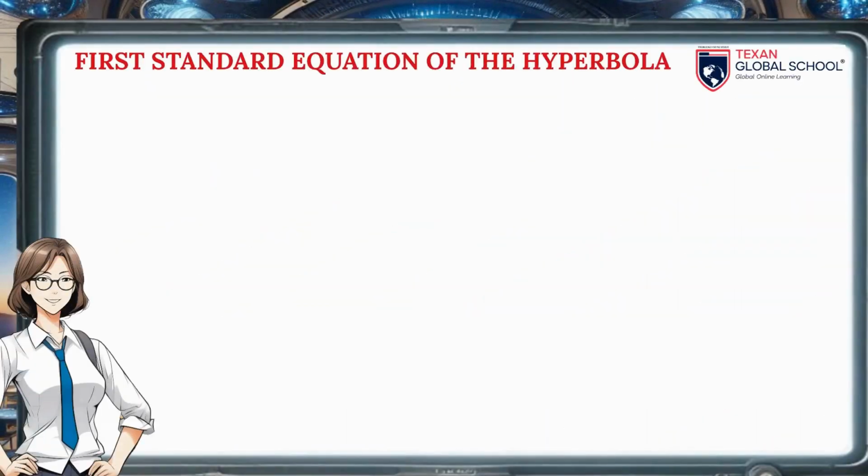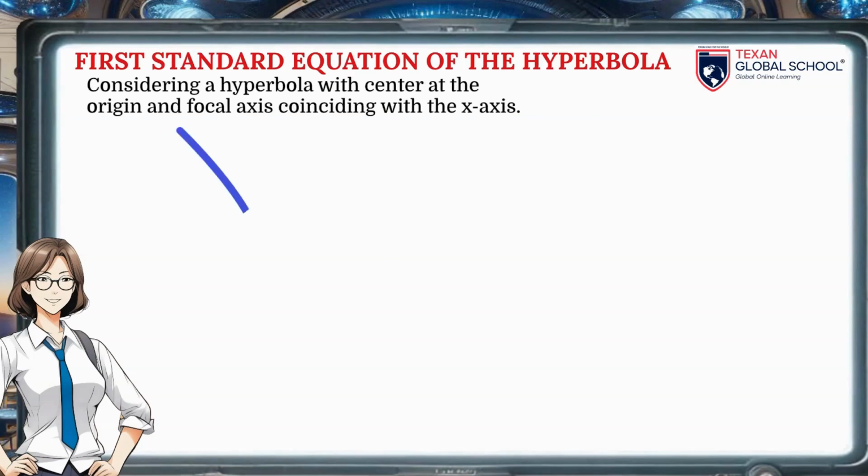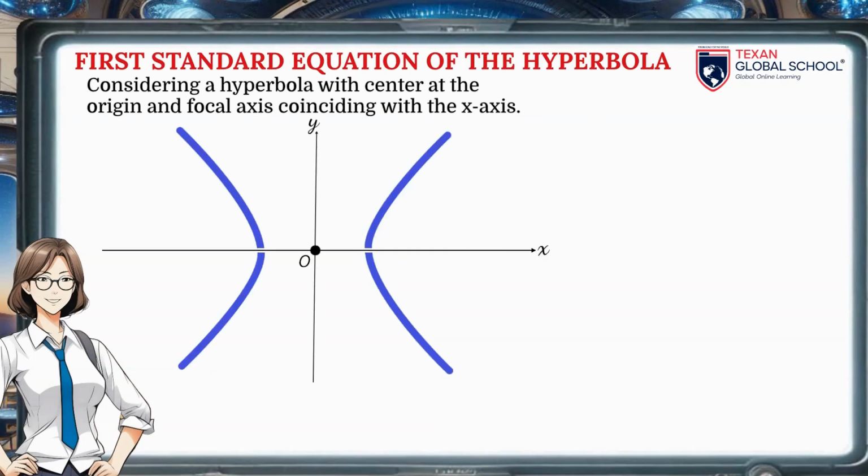We will obtain the first standard equation of the hyperbola. We will consider a hyperbola with center at the origin and focal axis coinciding with the x-axis. The foci F and F' are on the x-axis. These points can be defined as (c, 0) and (-c, 0), c being a positive constant that represents the distance from the center to the focus.